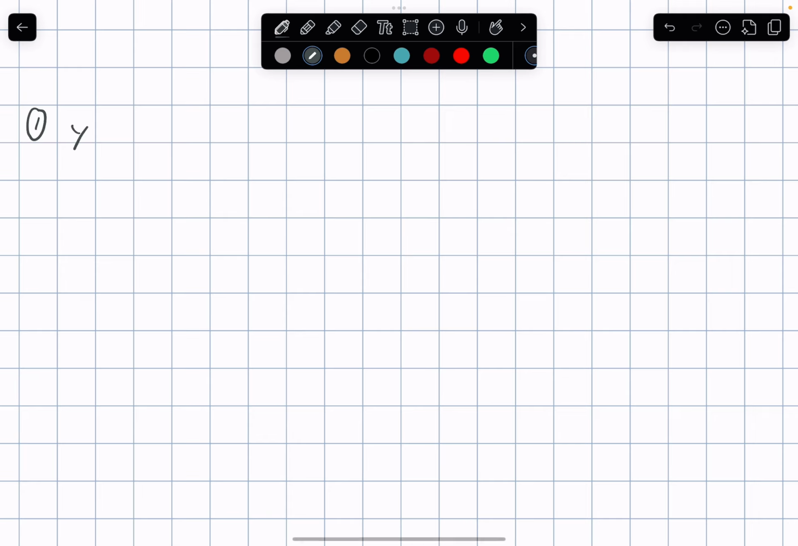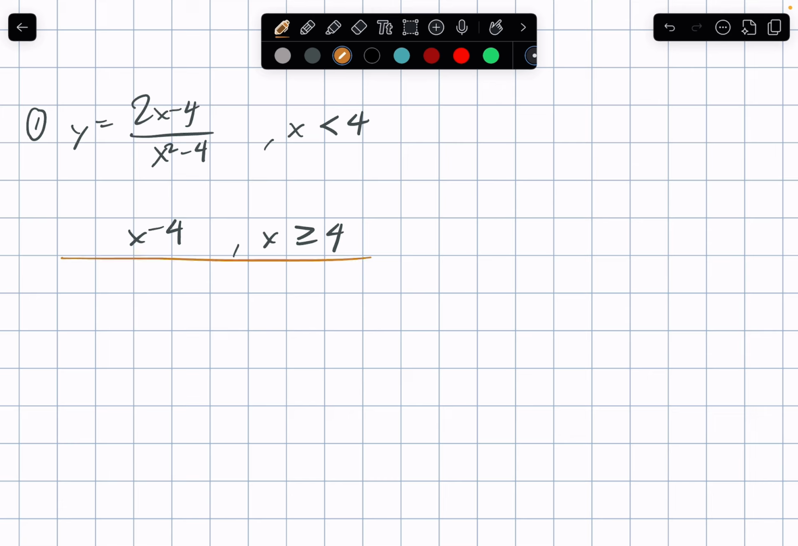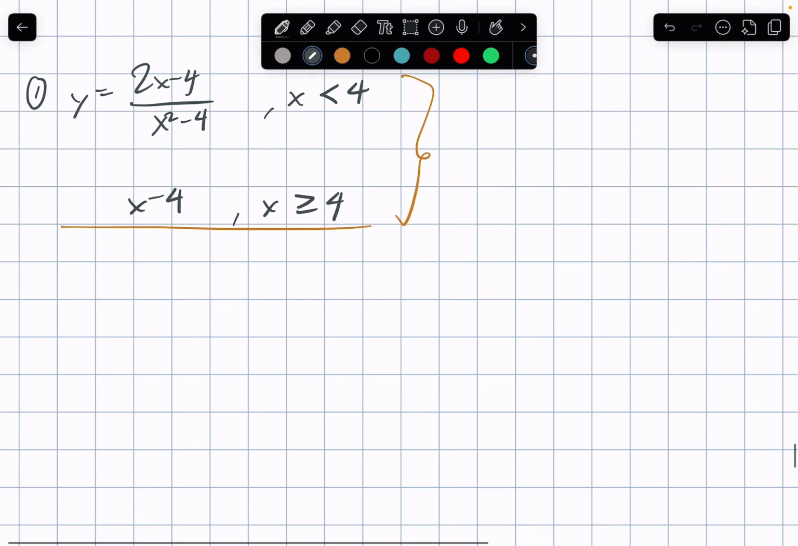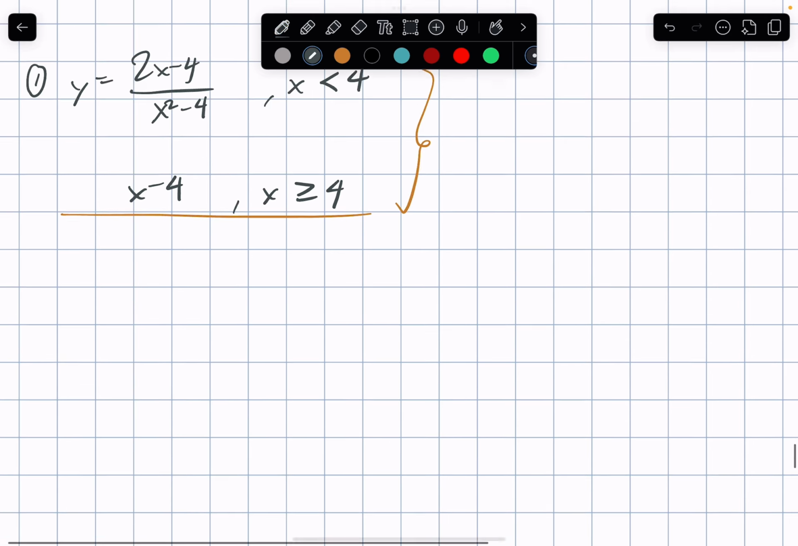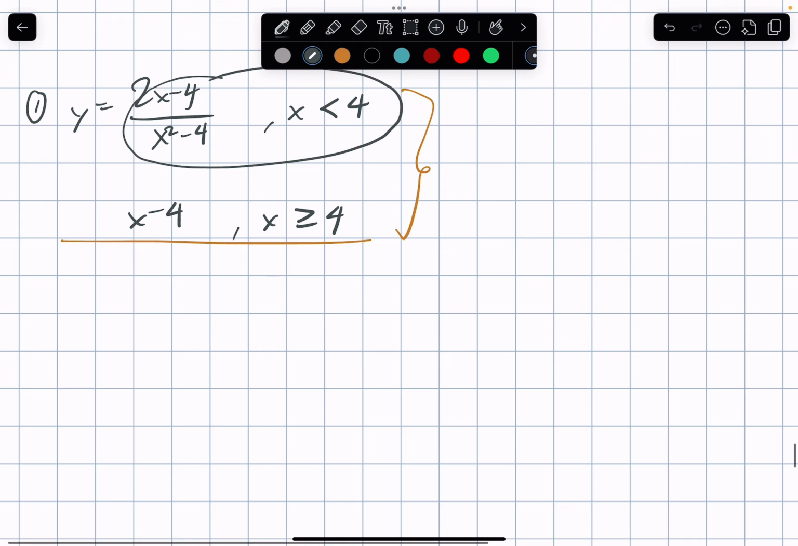So y is equal to (2x minus 4) over (x squared minus 4), such that x is supposed to be less than 4. We have another, so that's going to be x minus 4, such that x is greater than or equal to 4. So let's work on this one first.